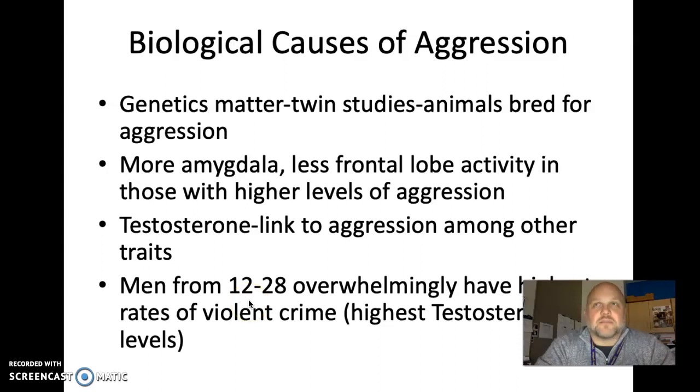I don't have the exact number, but it's an astoundingly high rate of violent crime. We're talking like high 80s%, if not 90%. And so what are all the things that go into that? One big thing is testosterone levels. Testosterone levels are way higher during this time, and they start to drop pretty noticeably around the age of 30. This is also around the time when your frontal lobe is fully cooked, late 20s as well. So again, biology does matter.